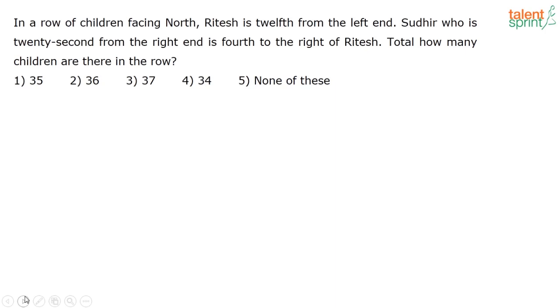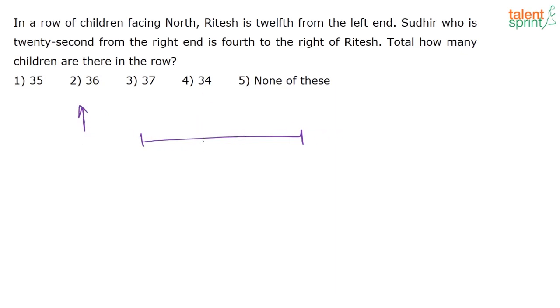So this question you can directly use the formula to solve it. I will solve it in both the ways, with the formula and without the formula. See, I always solve the questions without the formula as well, so that it's clear to you as to how we are arriving at the answer. So there are a group of children facing the north. So they are actually facing in this direction, correct? North. And Ritesh is 12th from the left.